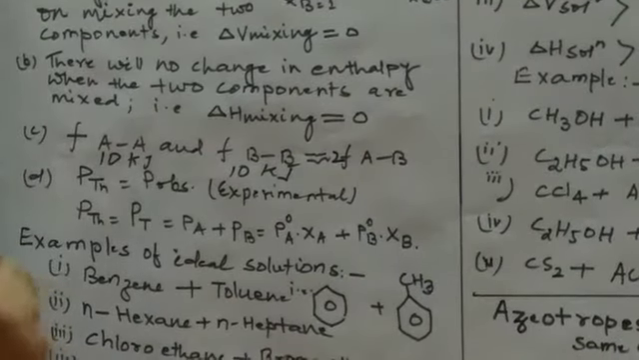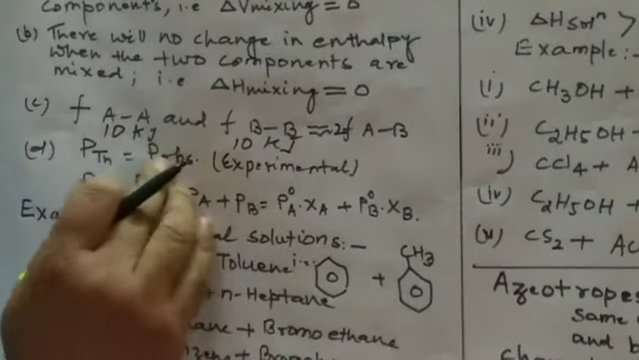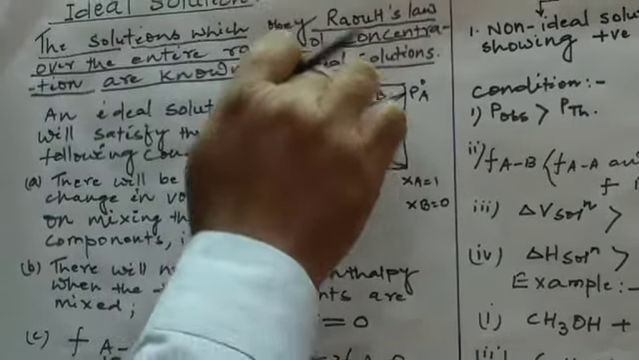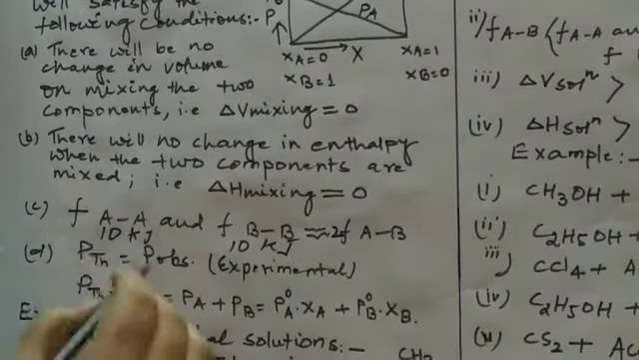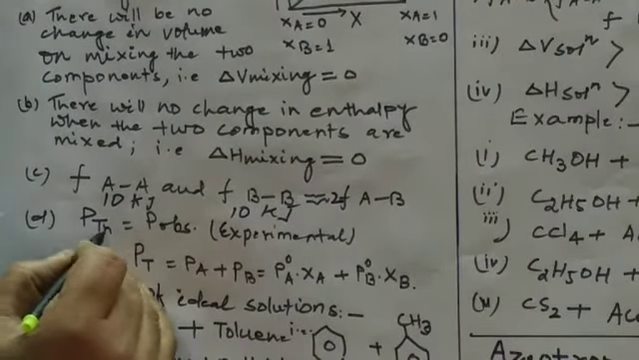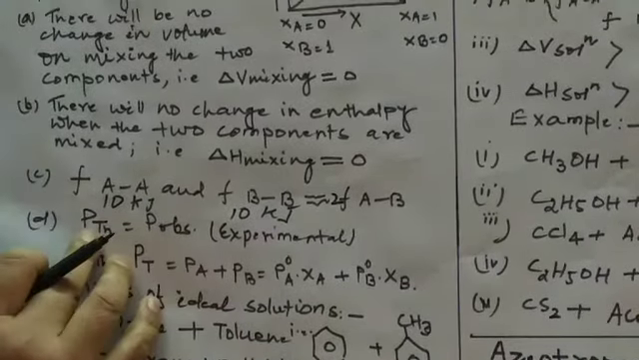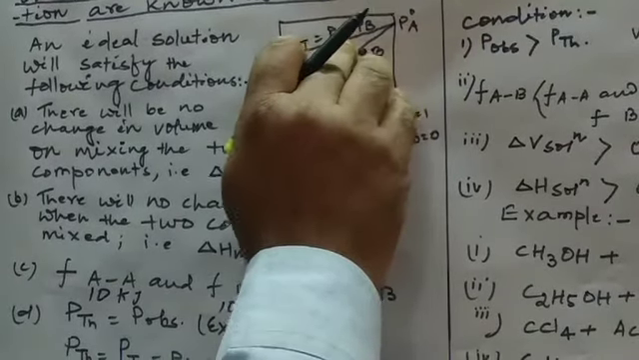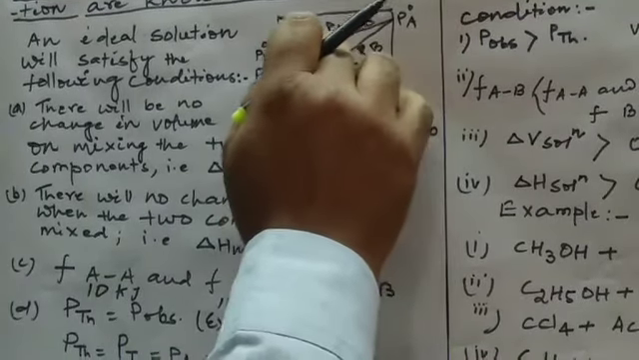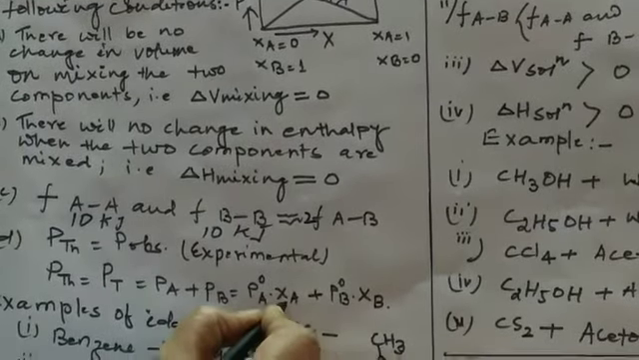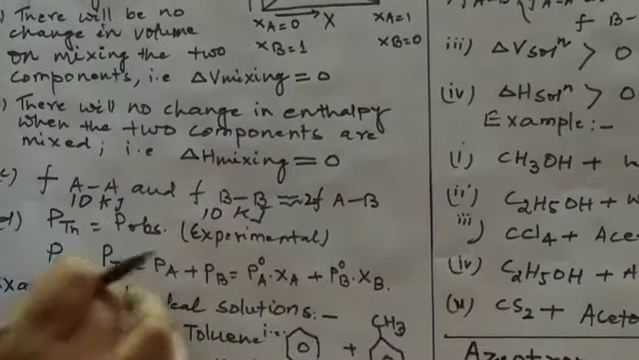Third, for a solution to be ideal, the P observed, that means the vapor pressure of the mixture of solution at any given temperature, must be equal to the theoretical vapor pressure. Theoretical vapor pressure will be P total equals PA plus PB. You know well that PA equals XA into P naught A. Similarly, PB equals XB into P naught B. So P total will be P naught A into XA plus P naught B into XB. This is the theoretical vapor pressure.